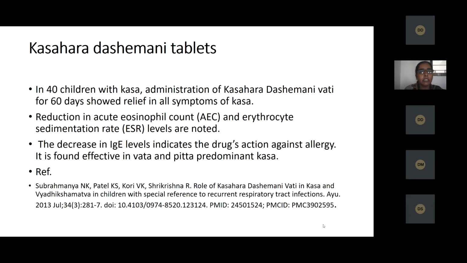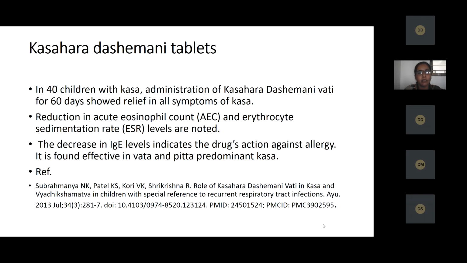And the main important thing is the reduction in the absolute eosinophil count, which means allergic rhinitis and bronchitis in children are reduced, showing good results in ACE, and the ESR level was also noted. And the decrease in IgE level indicates the drug's action against allergy.